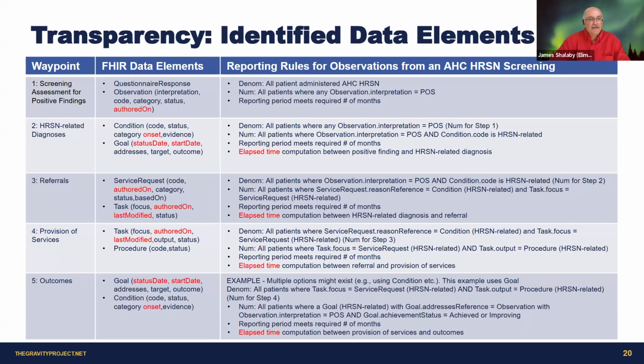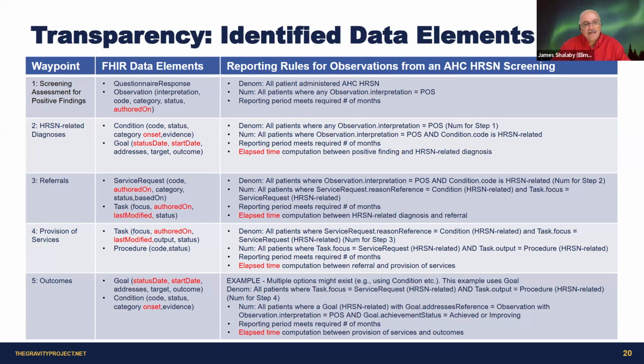to be able to do some assessment as to when the screening was done and what were positive interpretations. But then an important piece to pull this together is how do you use that data? How do you use these data elements? So reporting rules for observations from an HCHRSN screening have to be defined. You can almost think of those as similar to quality measure definitions. There's a denominator, a numerator, criteria, and then reporting periods as an example.